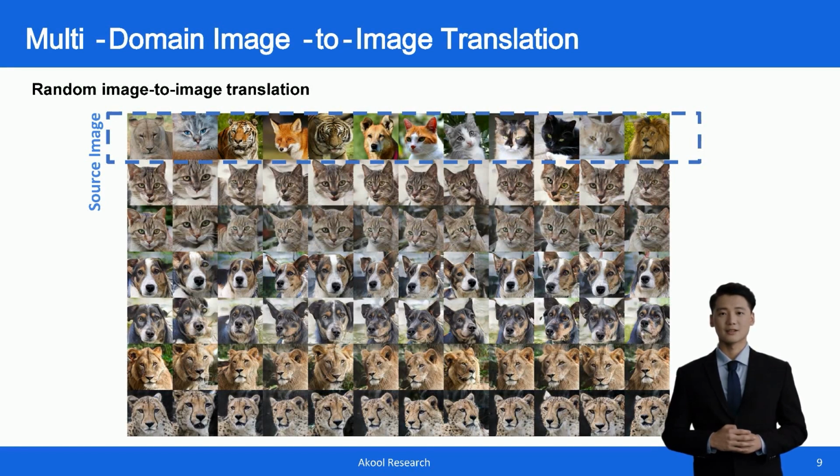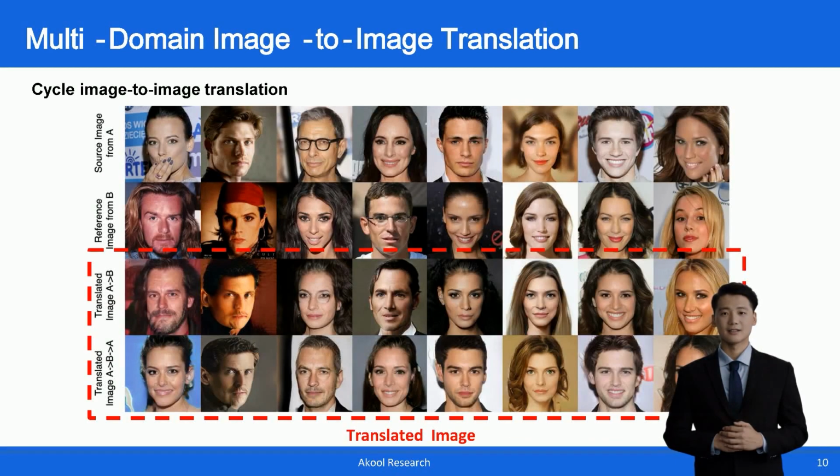The first row shows the source images. For each source image, we generate multiple outputs using random style codes. We can see that the translated images not only show diversity but also consistency with the source images in terms of the geometry. To verify the cycle consistency of the model, we conduct experiments for cycle image-to-image translation.